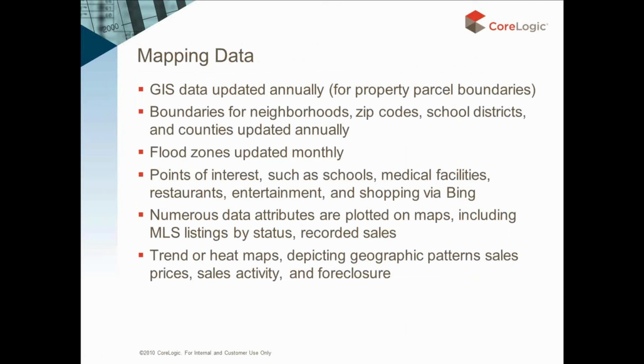And rather than just show points of interest, we can show all kinds of data attributes on the map, like your listing statuses, where the most recent sales are, your physical characteristics like bedrooms and bathrooms and square footages. All these things can be put on the map right on top of the individual parcels that belong to those properties. And then you can also show some larger overarching trends via some heat maps. So we can show you either by neighborhood or by zip code where the areas of higher sale prices are, higher sales activity, where the foreclosures are, things of that nature as well.